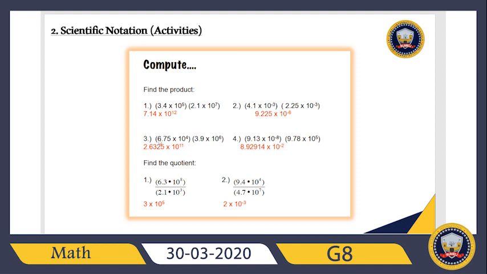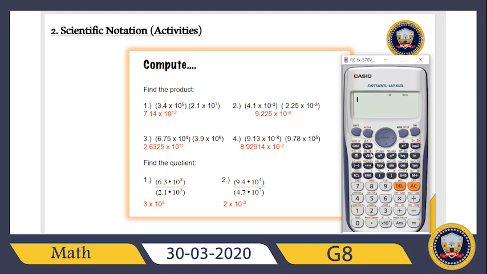6.75 times 3.9. Now guys, for this one, if you multiply the number 6.75 by 3.9, it gives you how much? It gives you 26.325, not 2.6. Look at this, guys. So 6.75 multiplied by 3.9, okay, it is equal to 26.325. Now, this number is not between 1 and 10.